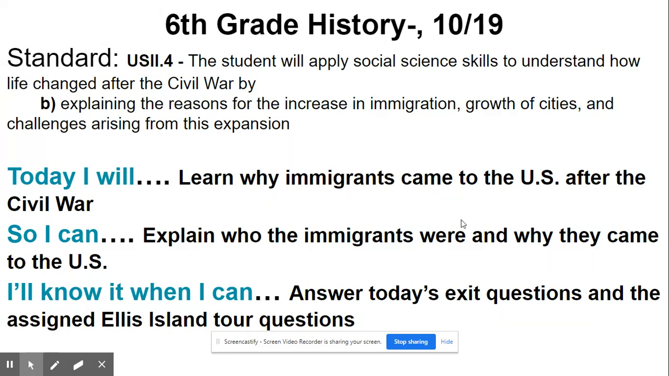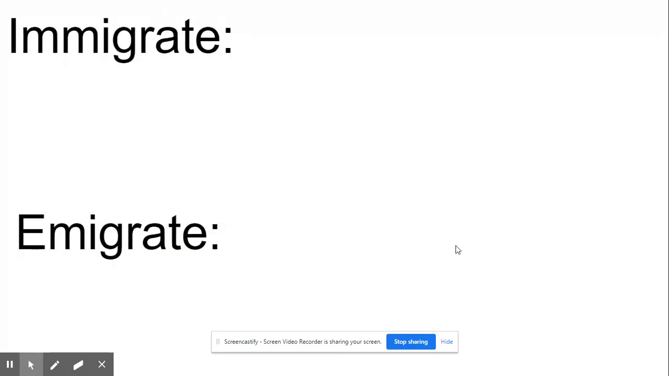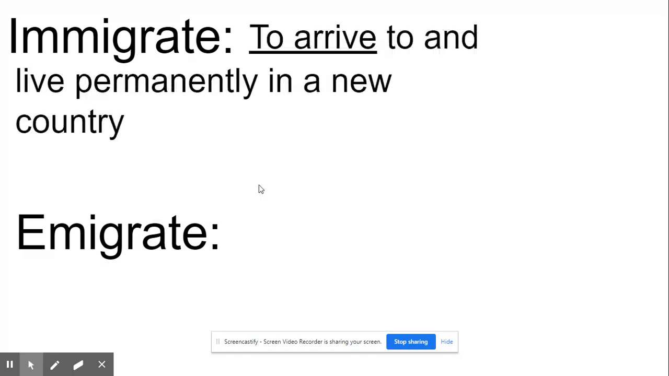I'm going to go through the slideshows that we did in class really quickly, just so you have a recap of everything we've talked about this week, and hopefully are well prepared for your quiz on Friday. So we learned about the difference between immigrate and emigrate, which sound almost identical.